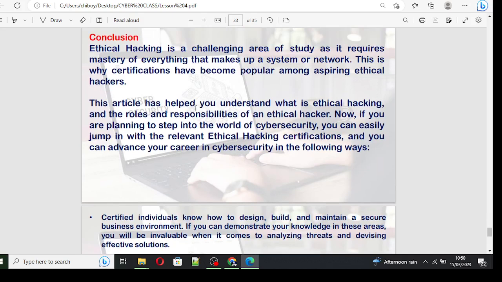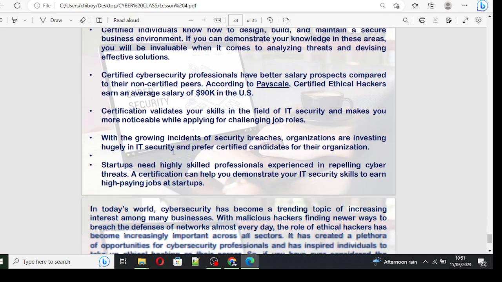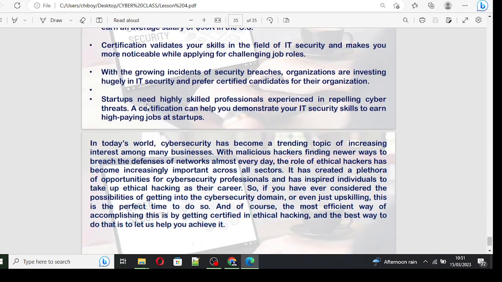Ethical hacking is a challenging area of study as it requires mastery of everything that makes up a system or network. This is why certifications have become popular among aspiring ethical hackers. This article has helped you understand what ethical hacking is and the roles and responsibilities of ethical hackers. If you are planning to step into the world of cybersecurity, you can easily jump in with a relevant ethical hacking certification, and you can advance your career in cybersecurity. Certified individuals are known to design, build, and maintain secure business environments. Certification is just what someone needs.